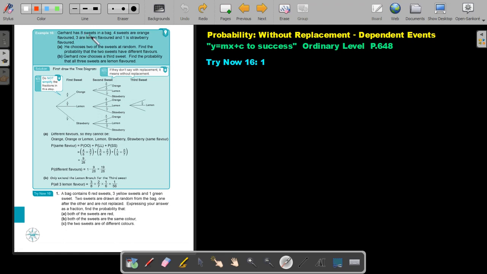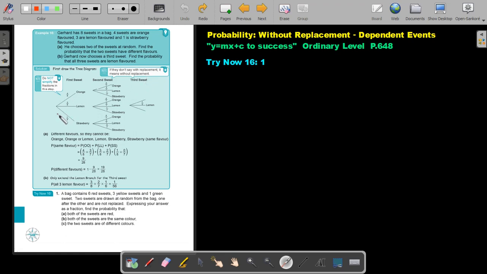Gerard has 8 sweets in a bag. 4 sweets are orange flavored, 3 are lemon flavored, and 1 is strawberry flavored. He chose 2 of the sweets at random. Find the probability that the 2 sweets have different flavors. Remember, if they don't say with replacement, it means without replacement, because he's also eating the sweet, so he can actually not replace the sweet afterwards.